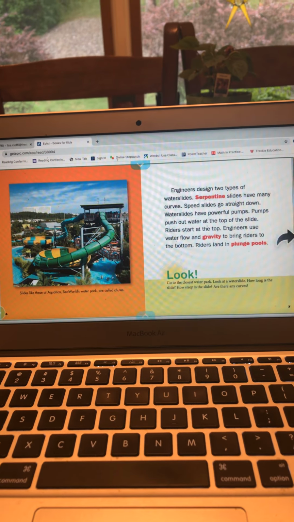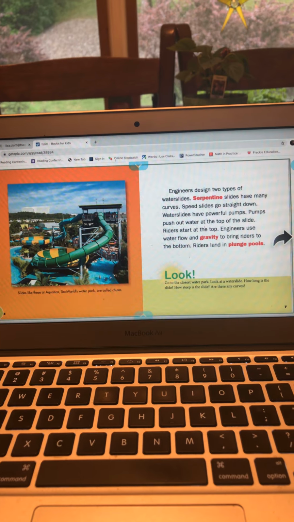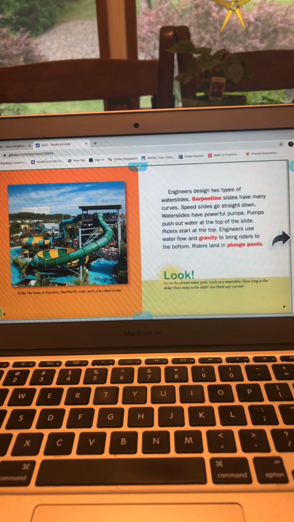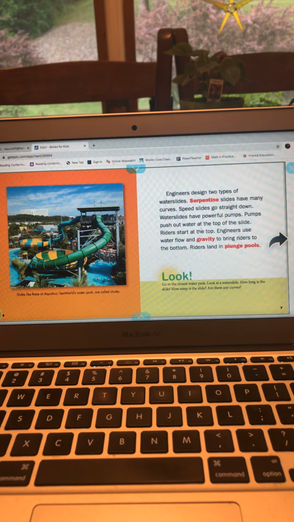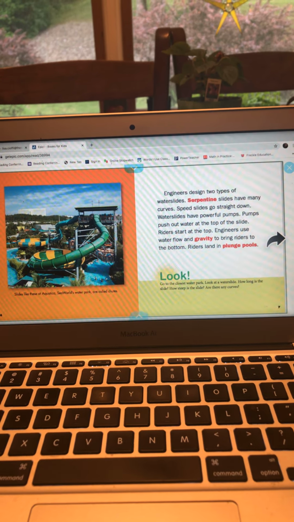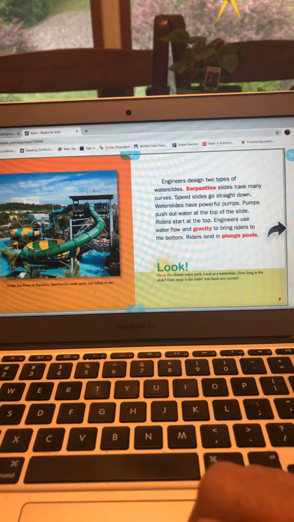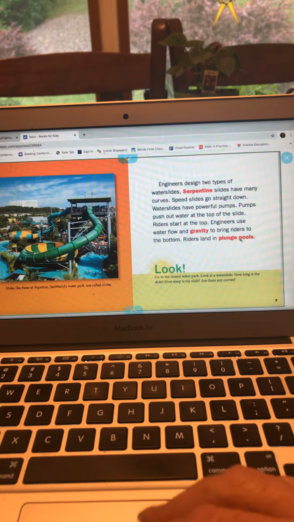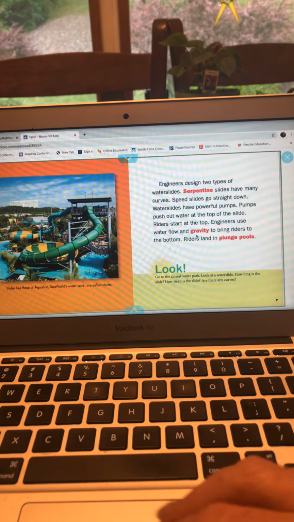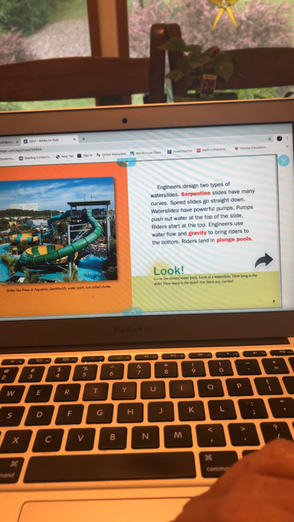Engineers designed two water slides. A serpentine slide has many curves. Speed slides go straight down. Water slides have powerful pumps. The pumps push water out from the top of the slide, and riders start at the top. Engineers use water flow and gravity to bring the riders to the bottom. Riders land in a plunge pool.